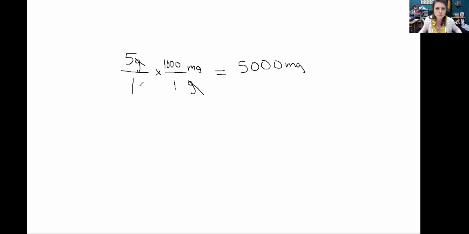Okay, so the ones, obviously they just multiply to 1, so we don't really need to worry about that. All we have is 5,000 milligrams. Okay, let's try one more.